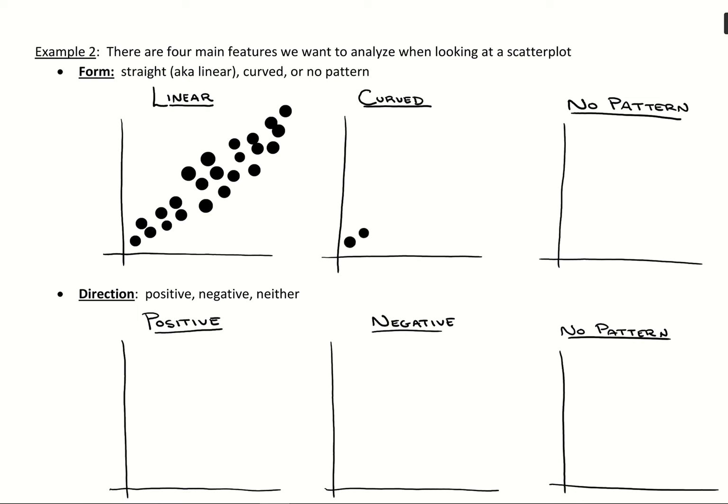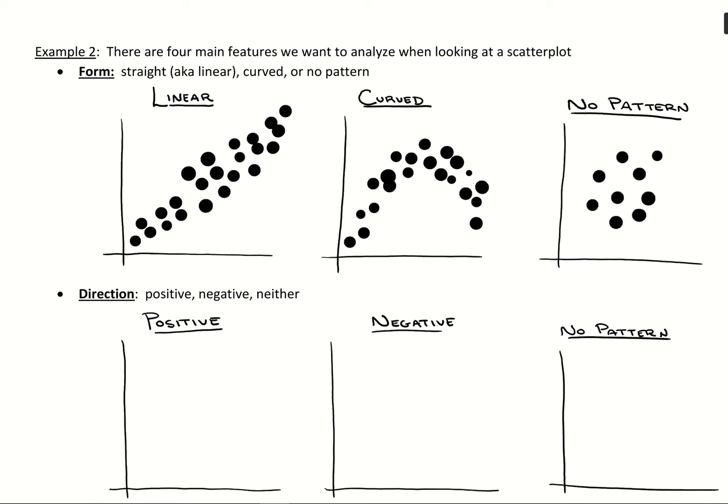For curved data, it would have some sort of curved trend to it, so maybe something like this. And then with no pattern, it just generally looks kind of like a blob of dots, but there's no real trend of increasing or decreasing.